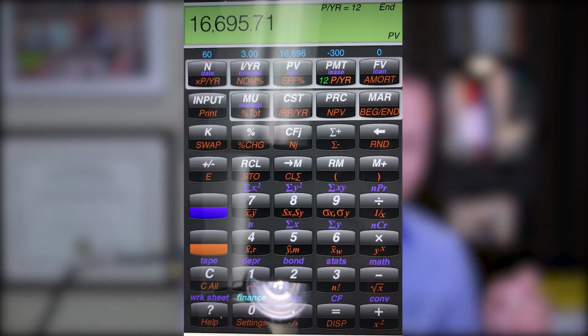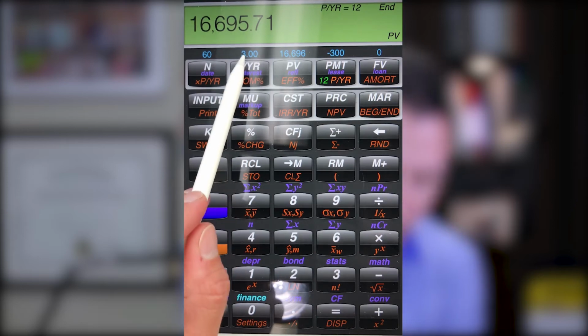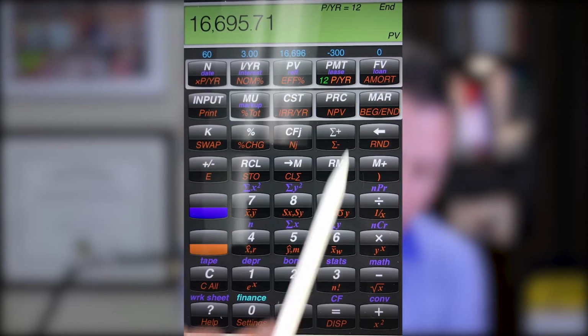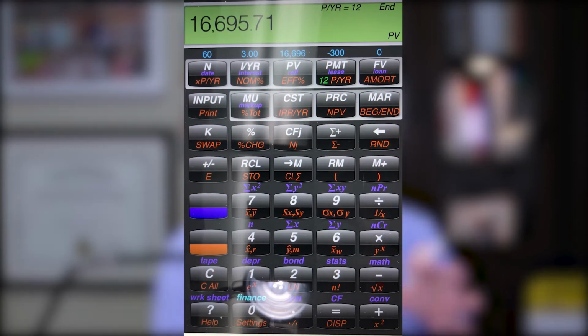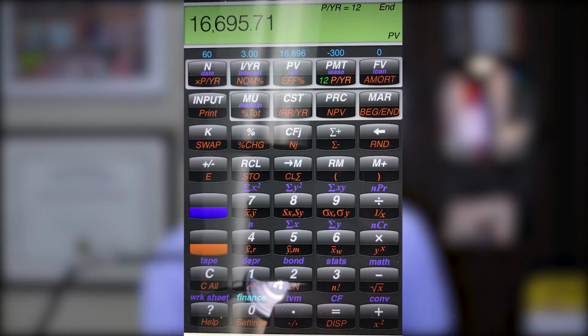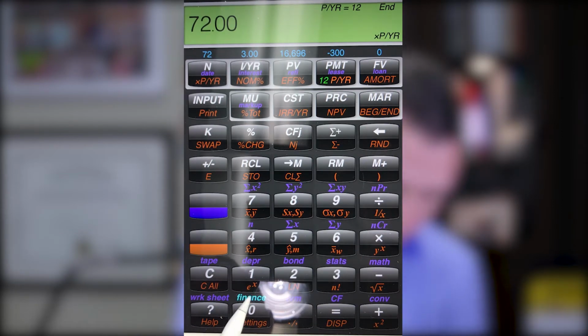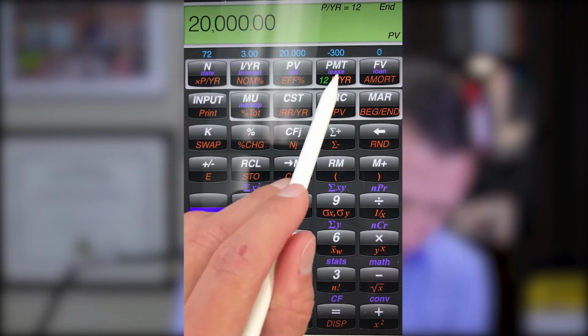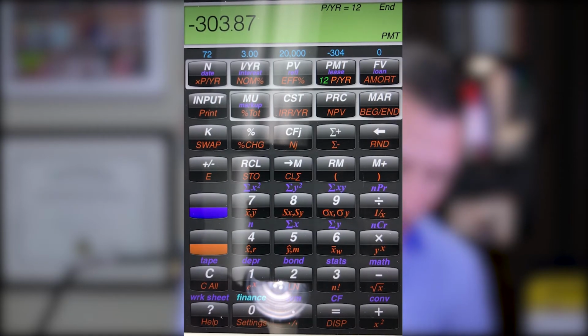Then if we click on the present value, we can see that it drops to $16,696. What that means is if we financed this amount at 3% for 60 months, then we'd have a payment of $300. Of course, that requires you to put more down up front, but this is how the general math works. Now, let's say that we went to 6 years on that same loan, and we'll bring this back up to our $20,000.